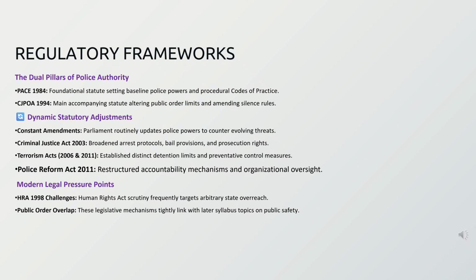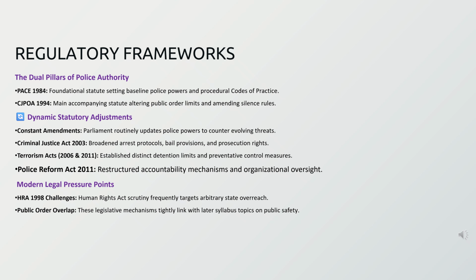The second major pillar is the Criminal Justice and Public Order Act 1994. This act expanded and modified several police powers, particularly in relation to public order and criminal investigations. It is especially significant because it changed the law concerning the right to silence, allowing courts in some situations to draw adverse inferences from a suspect's silence during questioning.